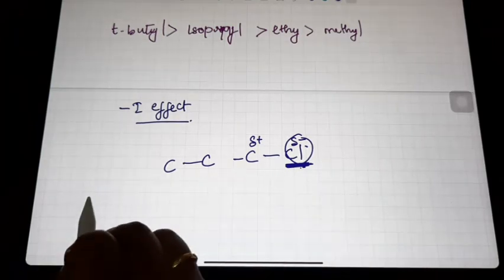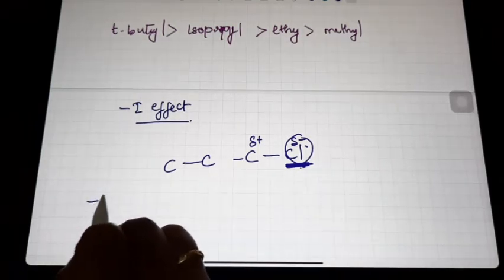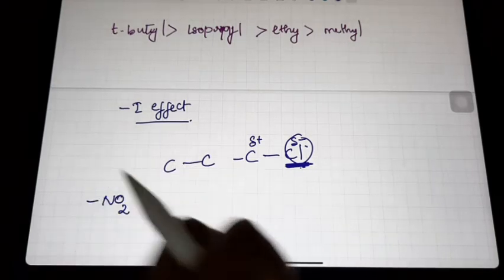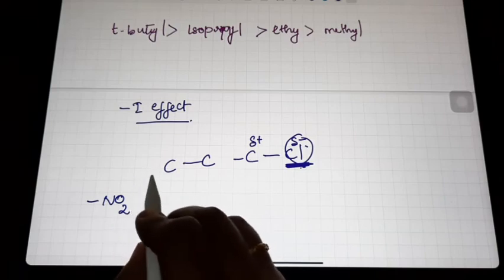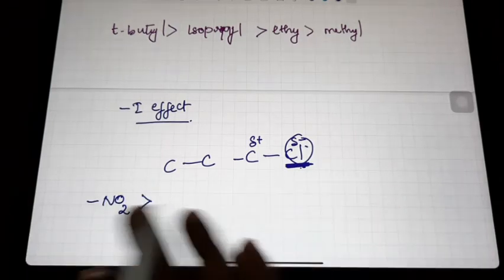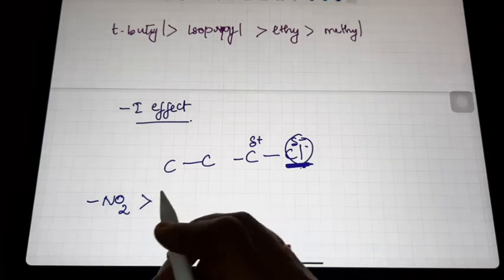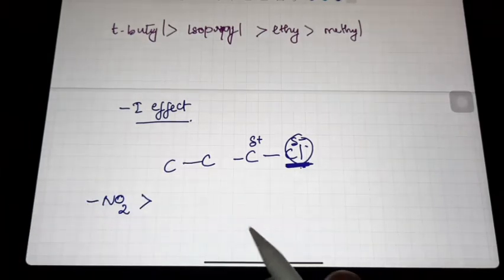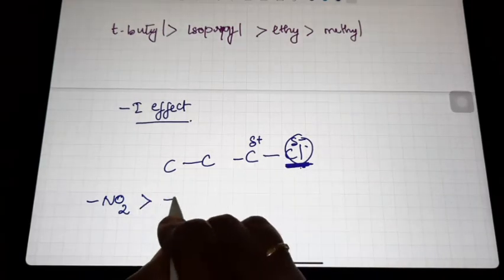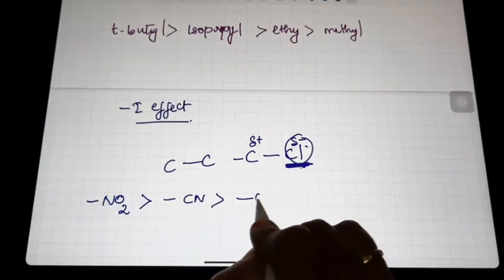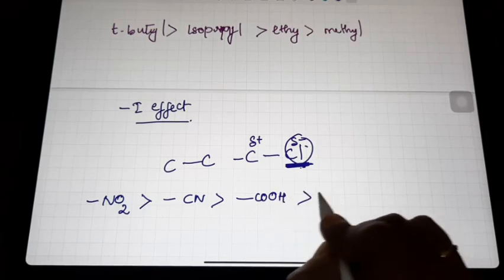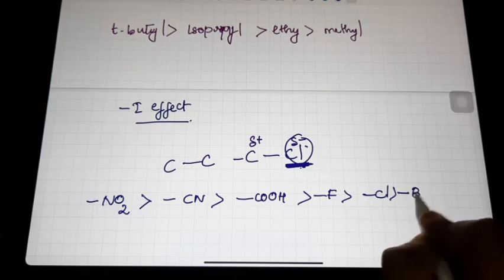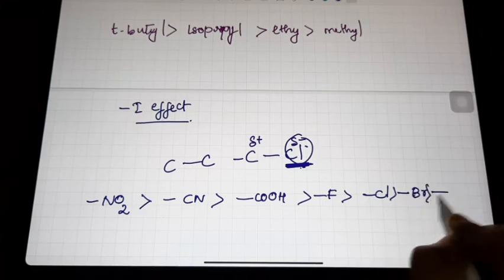Not only chlorine, a lot of substituents show this minus I effect, that means electron withdrawing nature from the carbon chain. First one NO2; the order varies, and I am giving that order now. NO2 has the most electron withdrawing nature from the carbon chain. Then CN, then COOH, then fluorine, then chlorine, then bromine and iodine.